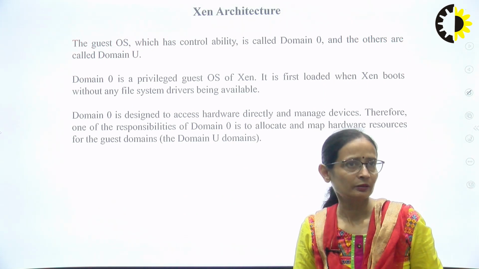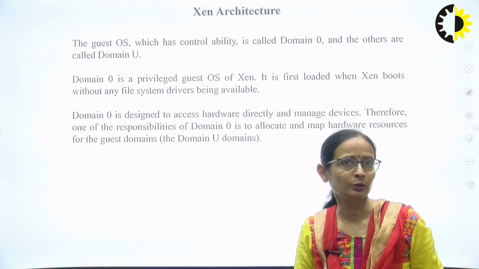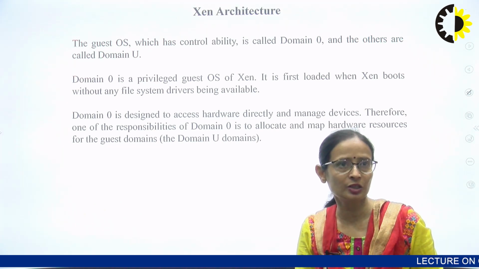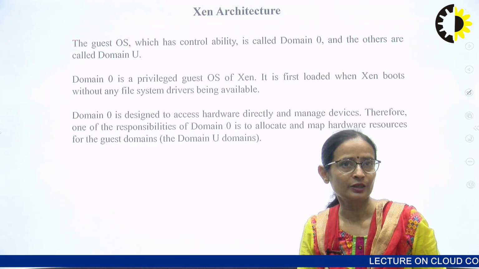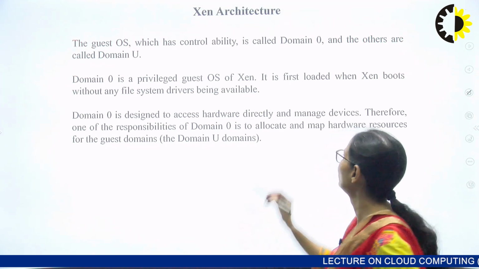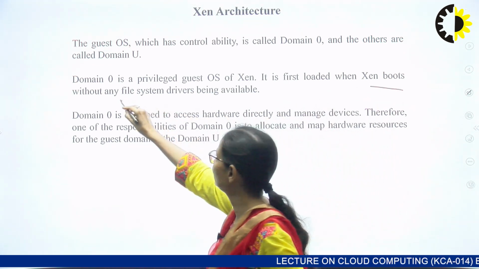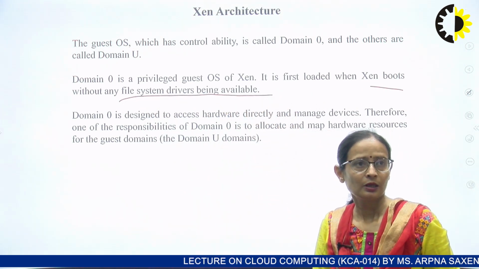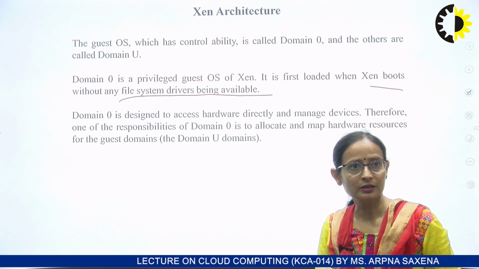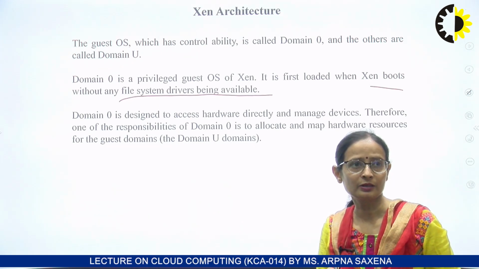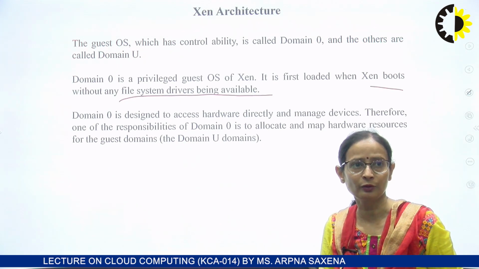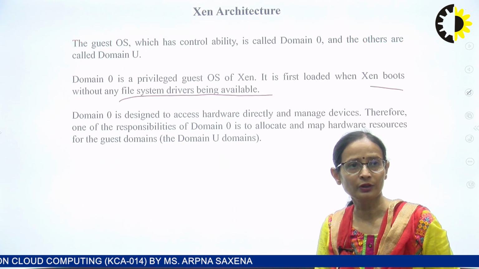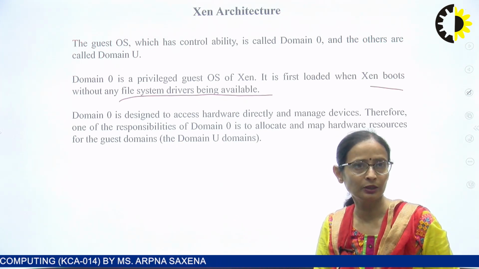The guest OS which has the control ability is called domain 0 and the others are called domain U. Domain 0 is a privileged guest OS of XEN. It is first loaded when XEN boots, without any file system drivers being available. Domain 0 is designed to access the hardware directly and manage the devices. Therefore, one of the responsibilities of domain 0 is to allocate and map the hardware resources for the guest domains, that is, domain U.